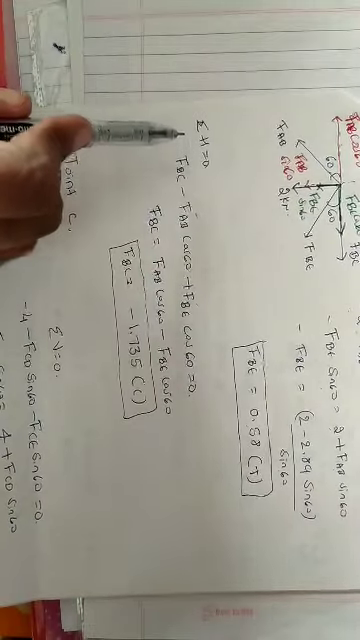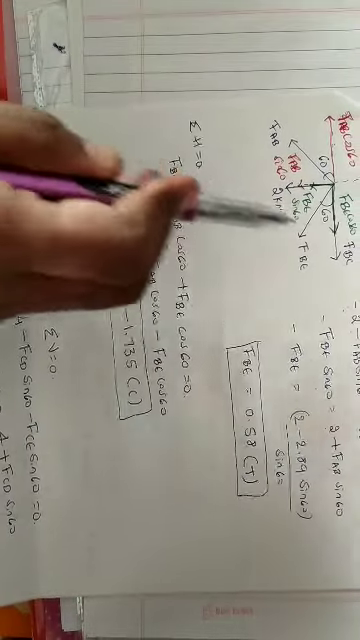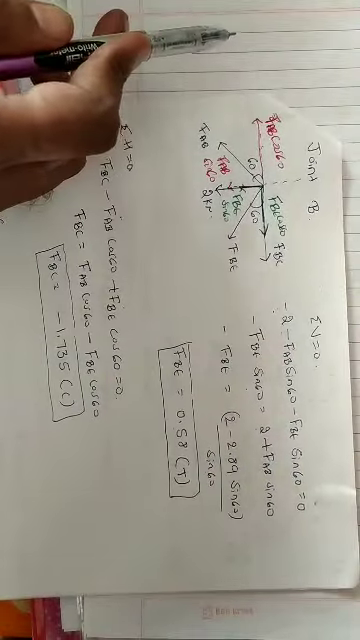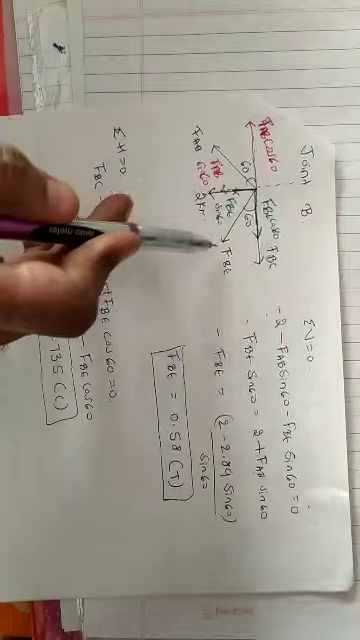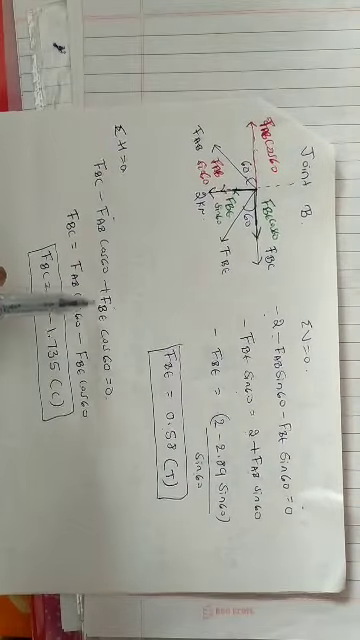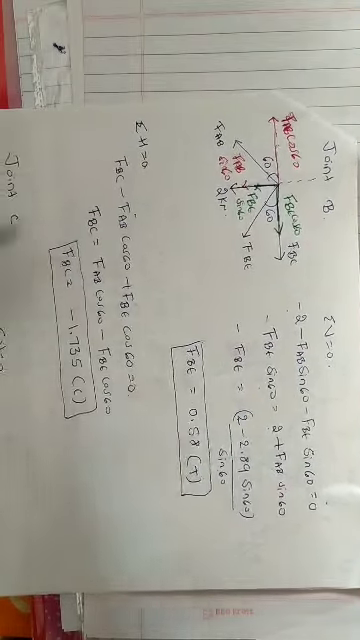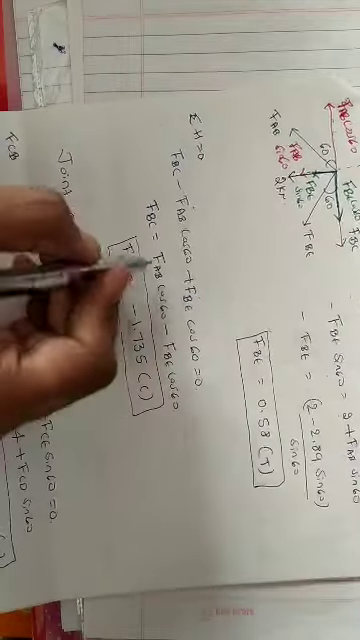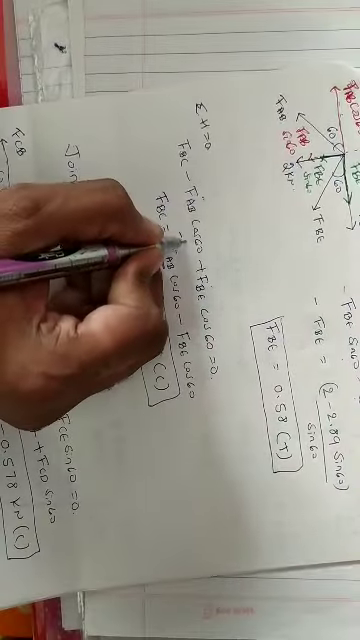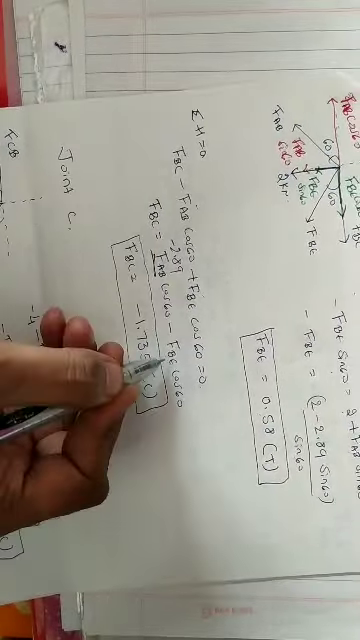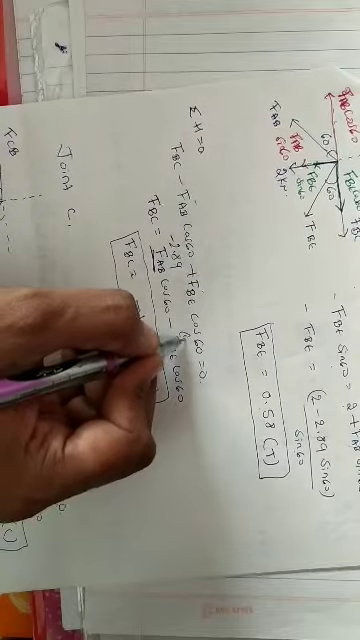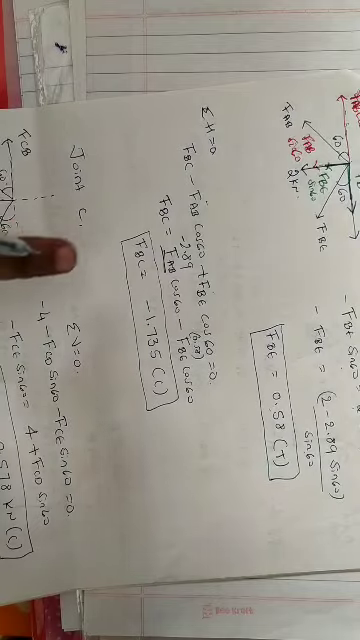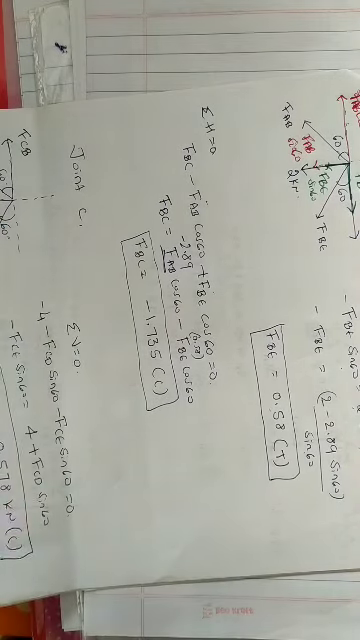Similarly, summation of horizontal forces is equal to 0. So FBC acting along positive x-axis, so plus FBC, FAB acting along negative x-axis, minus FAB cos 60, FBE cos 60 acting along positive x-axis, plus FBE cos 60 is equal to 0. Again, putting all the values, we got FBC as minus 1.735 compression. Here remember, FAB you have to put as minus 2.89 and FBE, this is in the bracket plus 0.58. If you solve this, you will get FBC as minus 1.735 compression.